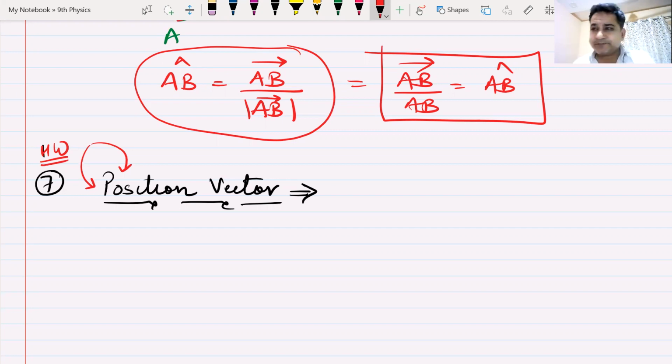So I'll give you time. Find out what you think is position vector. Search it on the net and tell me in the next class. Before the next class, you can put it in the group. Let me know what you think about them. I'll probably take your next class on Saturday. If not Saturday, probably Monday. Okay. I'll get my schedule done, so I'll take your next class. Till then, if you have any doubts, you can always put them there in the group.